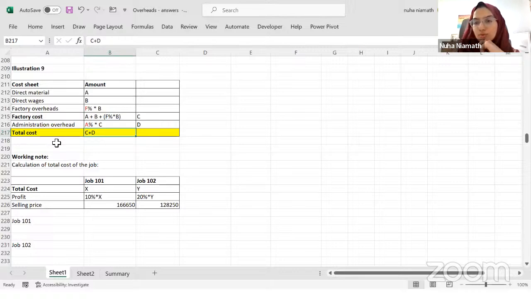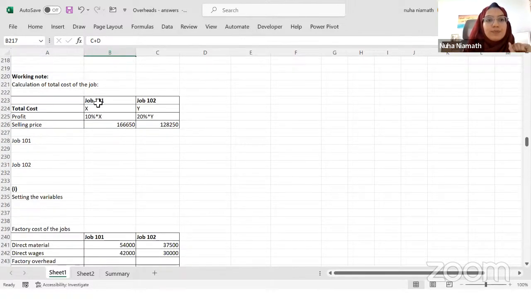Still some confusion, Tawfiq? Please let me know. What's the confusion? Is there one specific point which you want me to repeat again? Okay, great. So all clear. So we are clear with what the cost sheet is. So now let's go into the question.